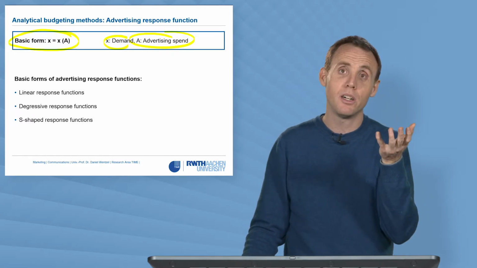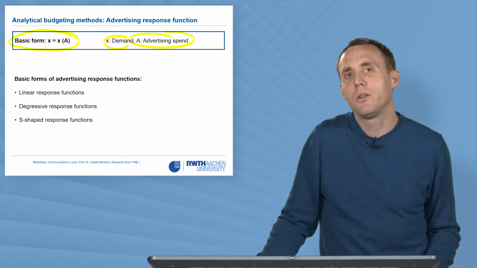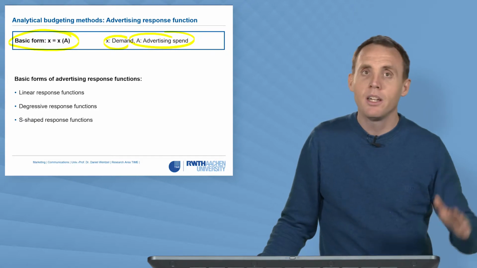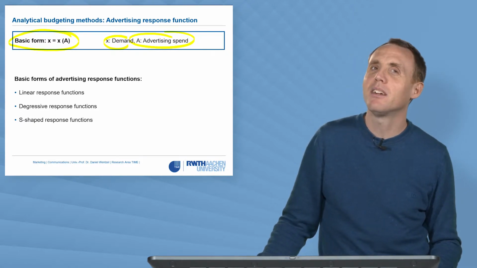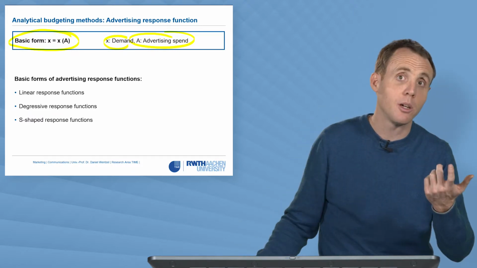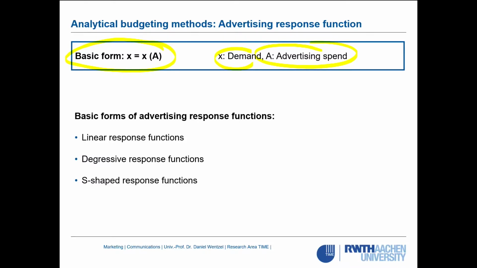So the more you advertise, the more you sell. But similar to the pricing response functions we talked about in that module, you need to have some basic idea, or make some basic decision, about the nature of the functional relationship, right? So what do you think is going to happen? The simplest form, again, would be a linear response function. We talked about that in pricing as well.